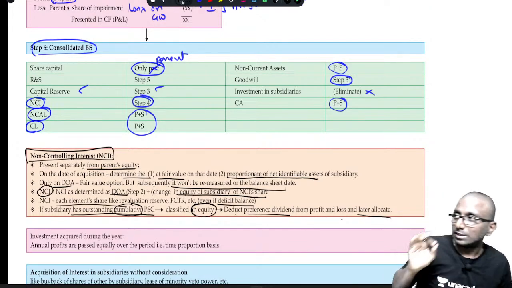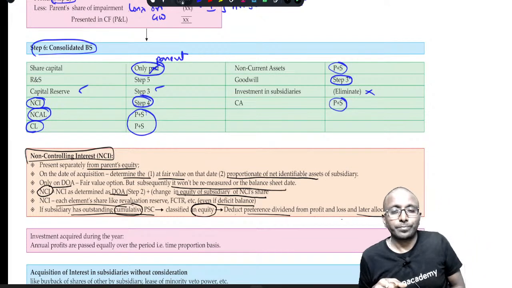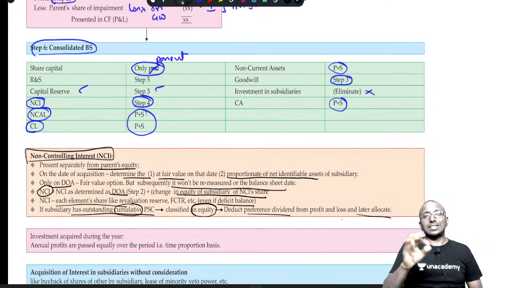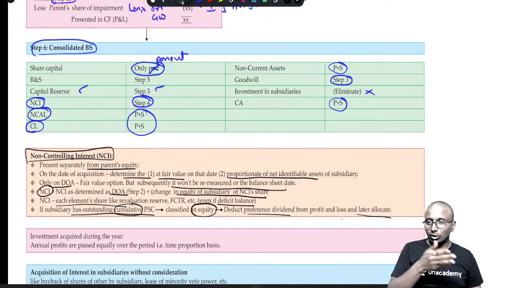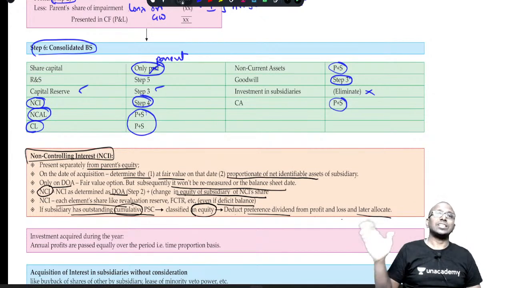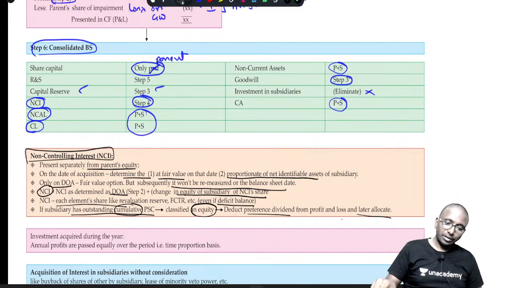In the sense, the subsidiary earned 1 lakh profit. Preference dividend, say for example, 20,000. First cut 20,000 from the 1 lakh, 80,000 will come. 80,000 has to be bifurcated between the parent's share and the NCI share. It's like that.